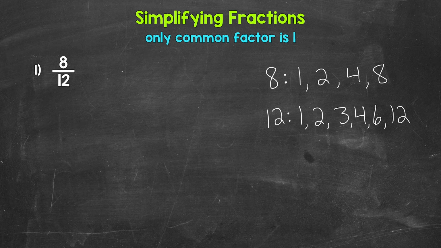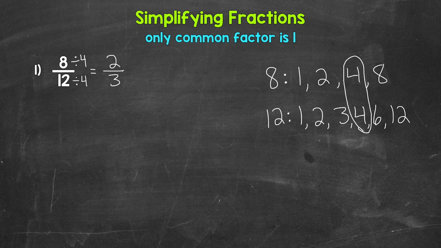Now we're going to use the greatest common factor between 8 and 12 here. That way we can simplify this in one step. The greatest common factor is 4. That's the largest factor they share. Now we take that greatest common factor of 4 and divide our numerator, 8, and our denominator, 12, by 4. 8 divided by 4 gives us 2, and 12 divided by 4 gives us 3. So we end up with 2/3.